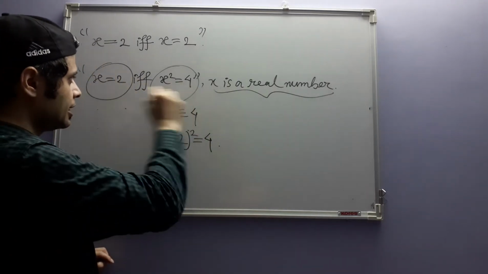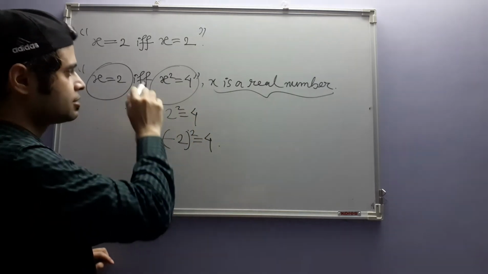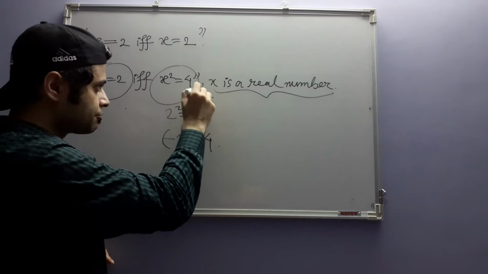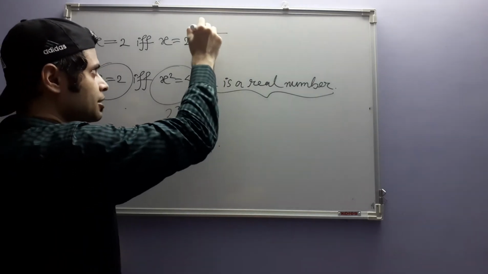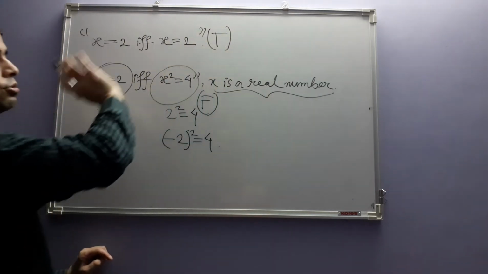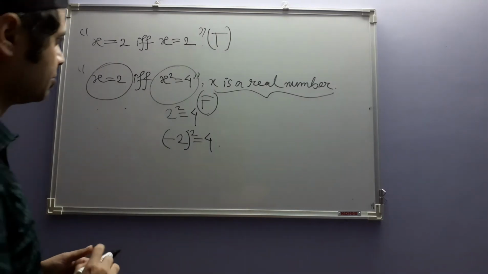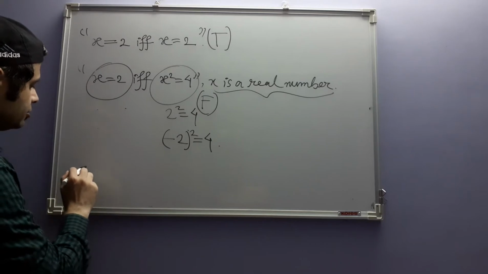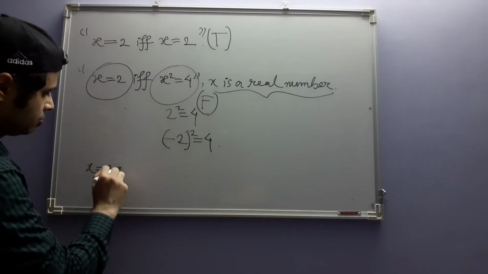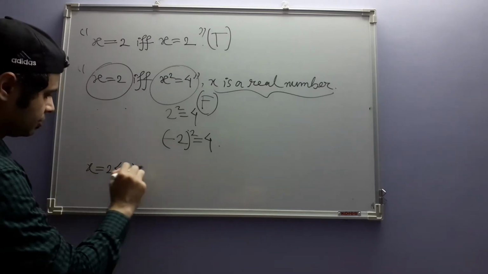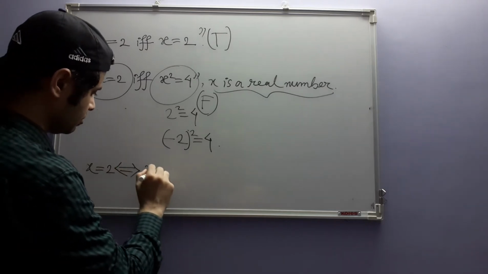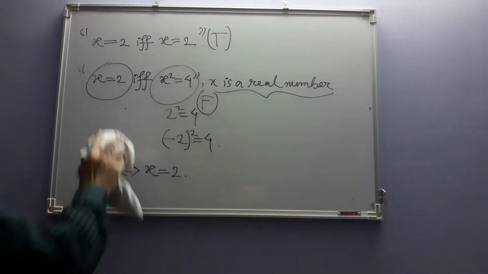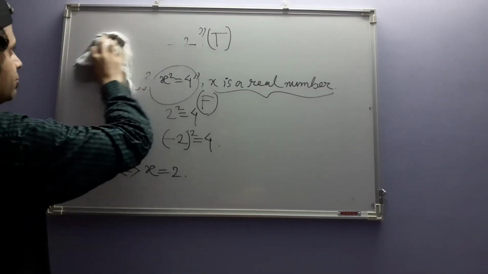So this is no doubt a legitimate if and only if statement, although it is false. This statement, however, although it's trivial, it's true. It's a true if and only if statement. You can write it like this also. x is equal to 2 if and only if x is equal to 2. So that is if and only if.